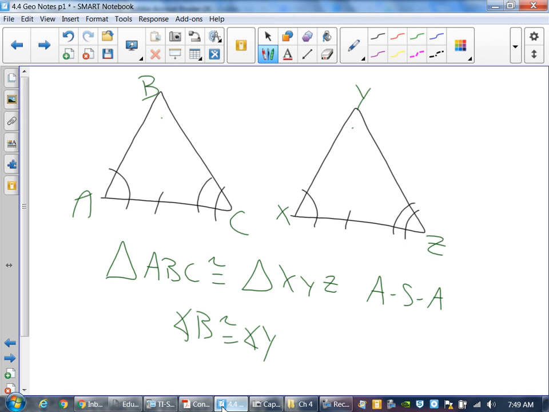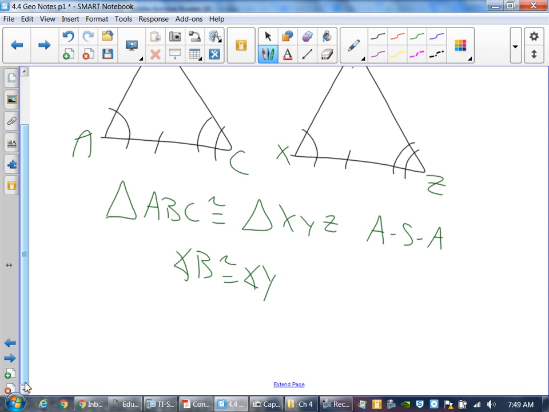Corresponding parts of congruent triangles are congruent. So what happens here is that once you can show that triangles are congruent, everything else that corresponds within the triangles is also congruent.